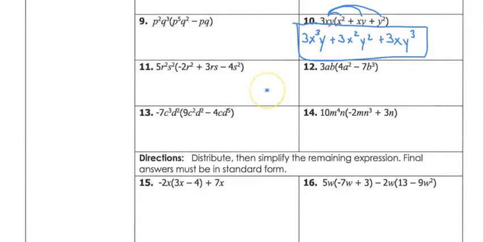Okay, kind of just putting together some different concepts. We did distributing with square roots, and then we did multiplying with multiple variables in our exponent units. So it's just kind of putting things together in one problem.